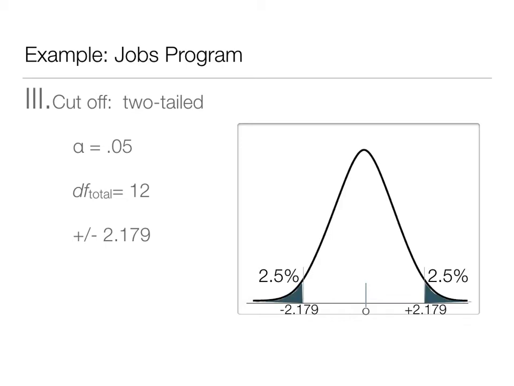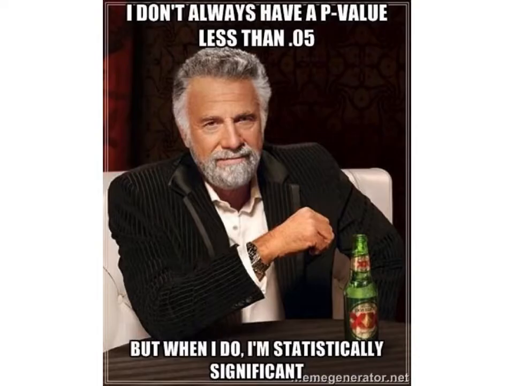Where we have 2.5%, that 5% is split between the two sides of our T distribution. And so we're saying anything above positive 2.179 or anything below negative 2.179 is going to be in our cutoff area. It's going to be in our critical value areas, and we're going to be able to reject the null.